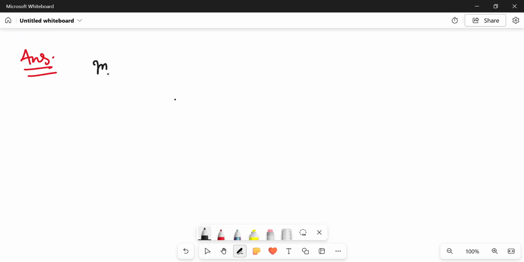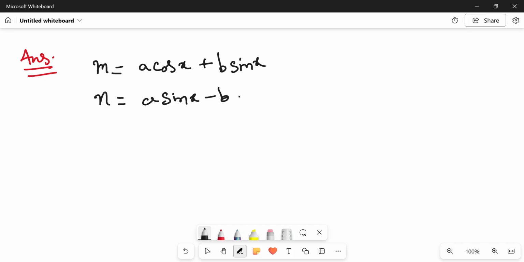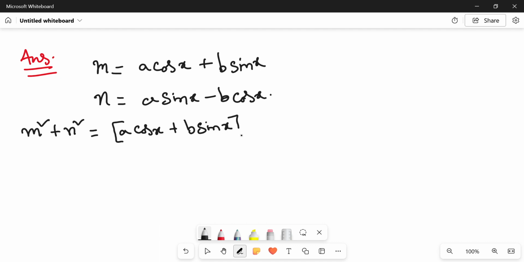So what is given is m is equal to a cos x plus b sin x, and n is given as a sin x minus b cos x. This is what is provided to us. Now what we have to do is m square plus n square. So for the m square part, always take the bracket and then take the whole square: a cos x plus b sin x. When two things are adding up, you got to take the bracket and then square. So that you have to follow.